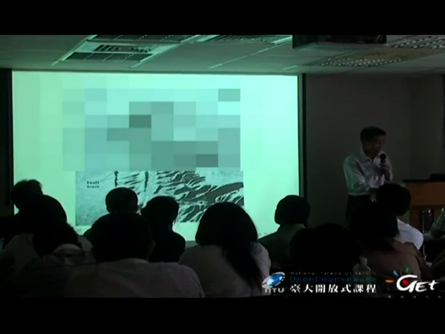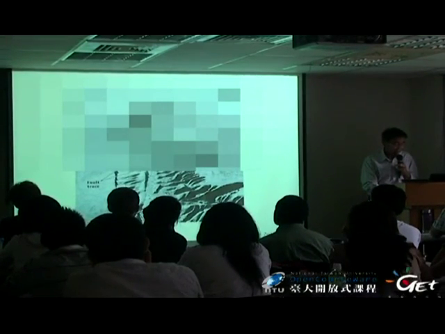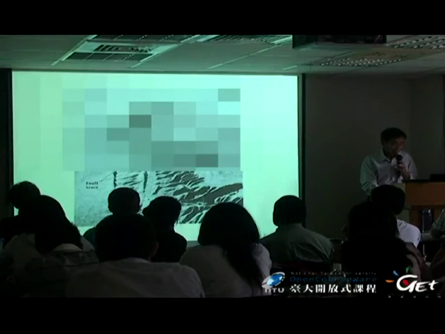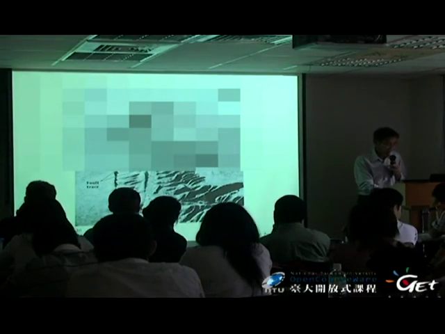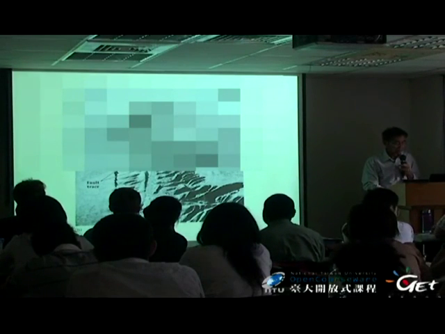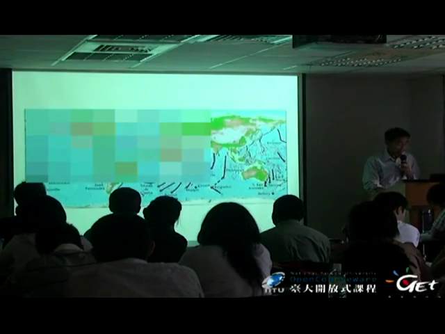Here is the aerial photo of the San Andreas Fault. Looking nice, not straightforward but curved, yet it has shaped the geographic landscape a great deal, a great influence.